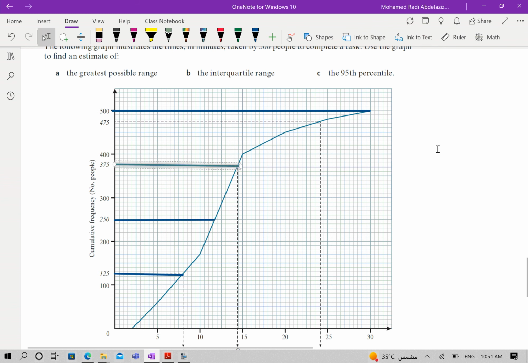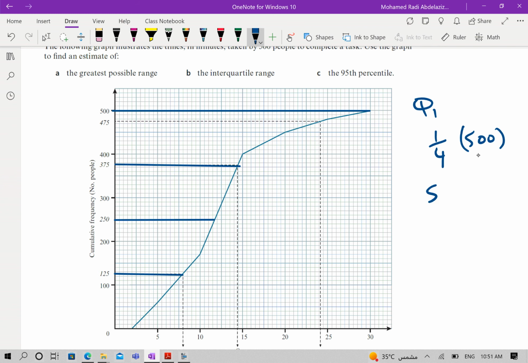So we divided the scale from 0 to 500 into 4 quarters. Q1 represents a fourth of the total, a fourth of 500, or 25% of 500, which is 125. Find the vertical value. The values go from 0 to 5. It's 5 divided by 10, which is 0.2.